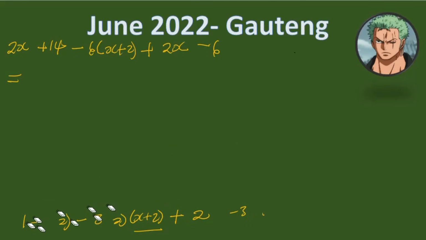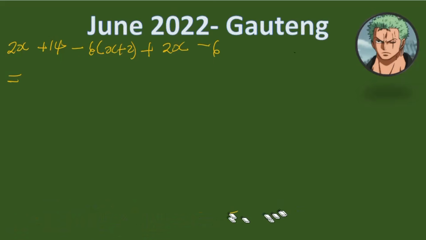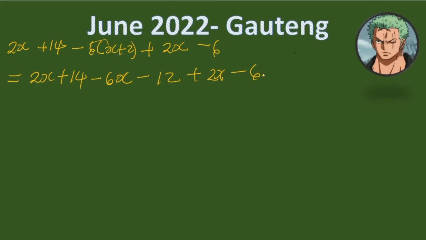This is peak algebra, guys. The most enjoyable algebra you'll ever do. I have 2x, right? Plus 14, and then I distribute this. 6 and negative 6 and x, that's negative 6x. Negative 6 and positive 2, that's negative 12. Plus 2x minus 6. My handwriting is even collapsing.